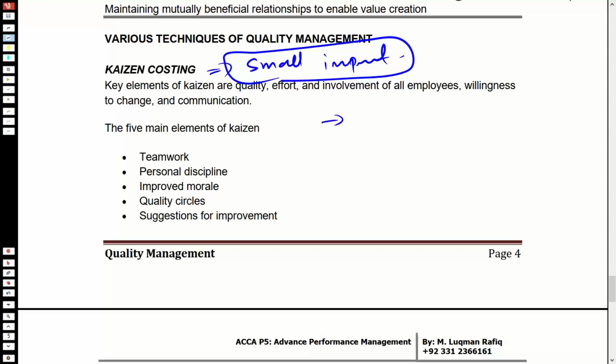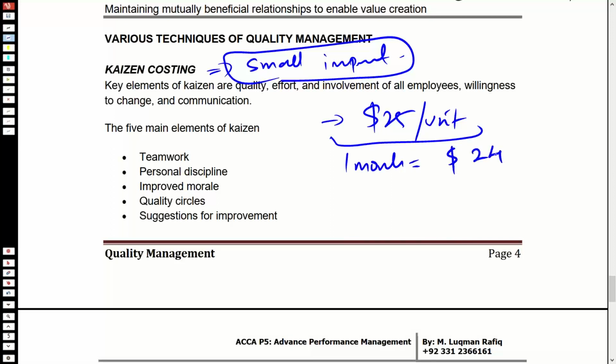For example, you tell your employees that, look, we are presently producing this product and our manufacturing cost is, let's say, $25 per unit. So what I want you people to do is take, let's say, a month's time and make sure that we are able to reduce it to $24.